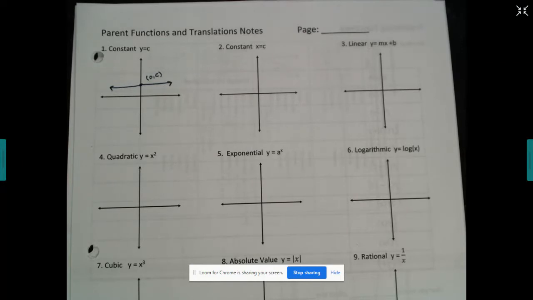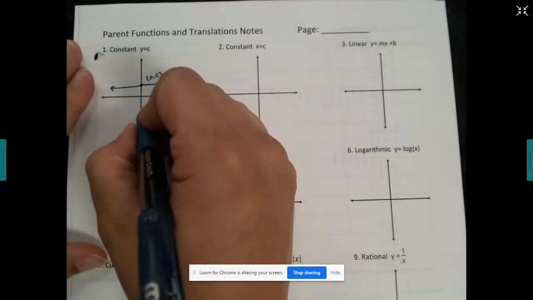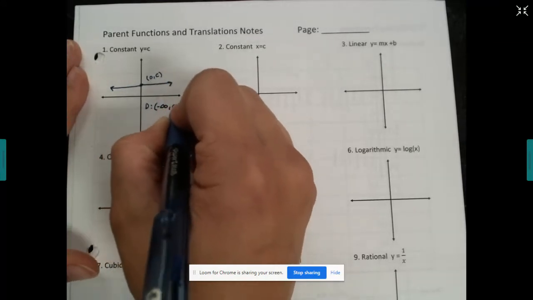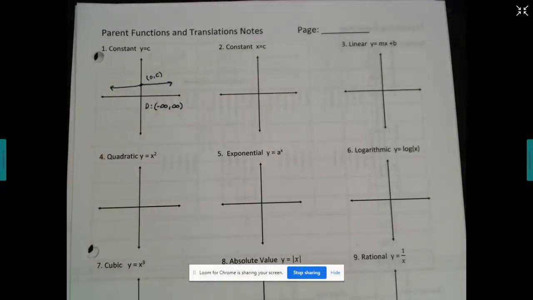And so if it is a constant function, it's going forever to the left and forever to the right. So the domain is negative infinity to infinity. Because you have nothing stopping you there. You have no bounds, nothing. So it goes on forever.